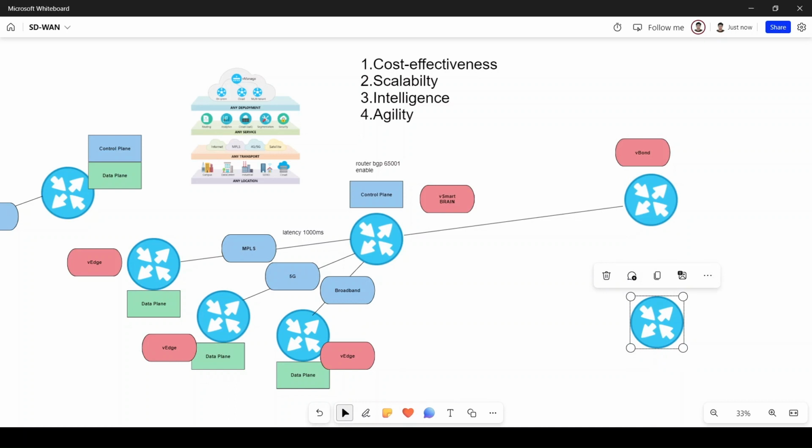vBond is responsible for managing and distributing the digital certificates required for secure communication within the SD-WAN fabric. It ensures that each device has the necessary certificates to establish secure connections and authenticate other devices within the network. vBond provides a dynamic control plane discovery mechanism, allowing devices to discover the IP addresses of available vSmart controllers. This enables devices to establish control plane connections and exchange routing information. So vBond basically is a device which, as the name implies, bonds new devices to the existing SD-WAN fabric. That is its primary function.